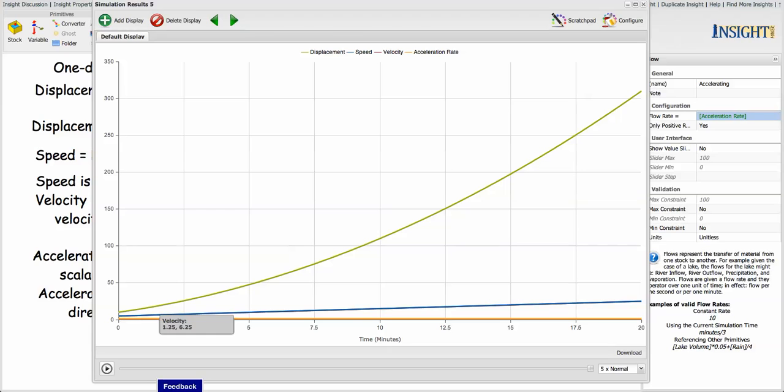As the velocity increases, the displacement is going to become an exponential curve. It's going to accelerate. It's going to go even faster, the displacement. So we get this curve. And we see that in the same time period of 20 with acceleration, we go probably three times as far with acceleration of 1 as we did with just a constant velocity of 5.